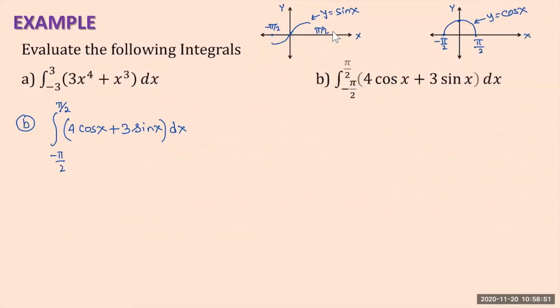Here is the graph of y equal to sine x from -pi/2 up to pi/2. We can clearly see that this is symmetrical about the origin. So this is an odd function. And this one is the graph of y equal to cosine x from -pi/2 up to pi/2. This is symmetrical about the y-axis. So this must be an even function. We'll be using that to evaluate this integral.